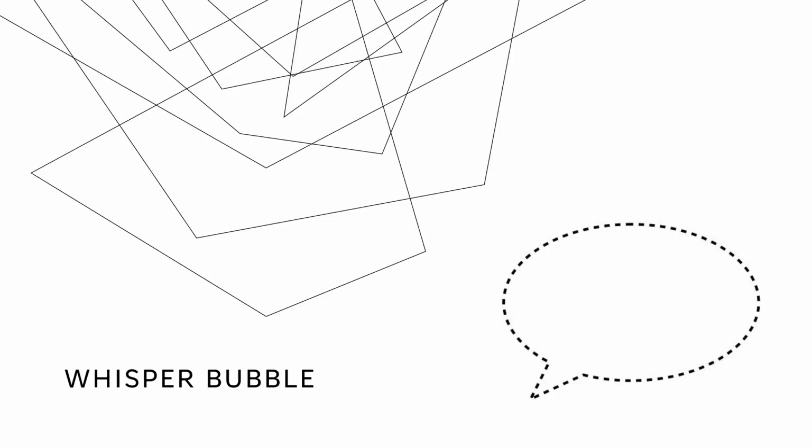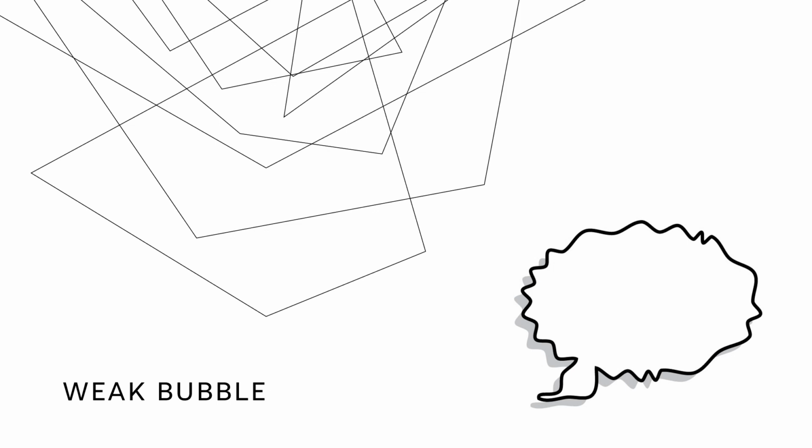This is a whisper bubble. It's usually a speech bubble using dashed lines to delineate the opposite of a burst. Quiet, hushed tones in a lowercase font does the trick to add an emphasis of quiet speaking. And this is a weak bubble. It's a visual metaphor for showing dialogue that is the result of the speaker being injured or ill.